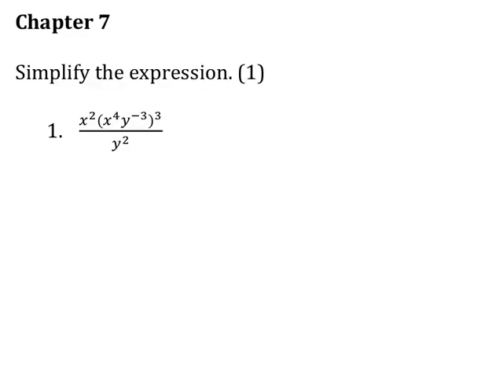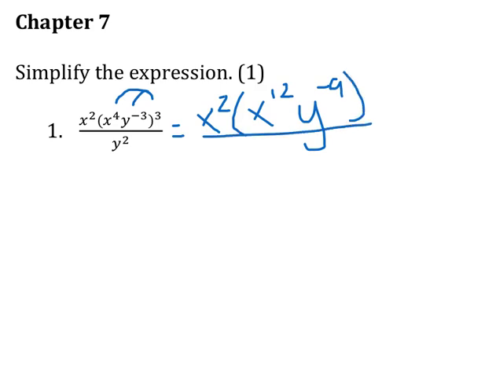simplify the expression. So first thing, it's just like PEMDAS. First thing, we need to look at our exponents here. So when you raise a power to a power, you multiply. So we have x squared times x to the 12th power, y to the negative 9th power, over y squared.